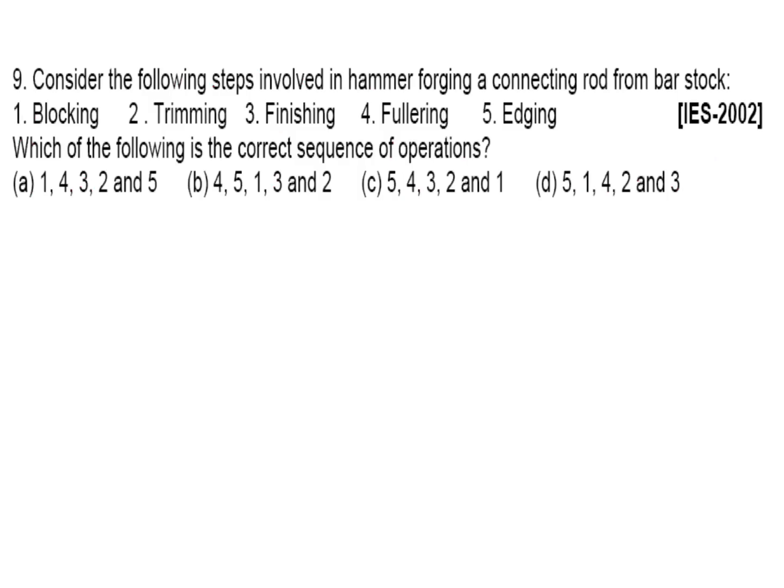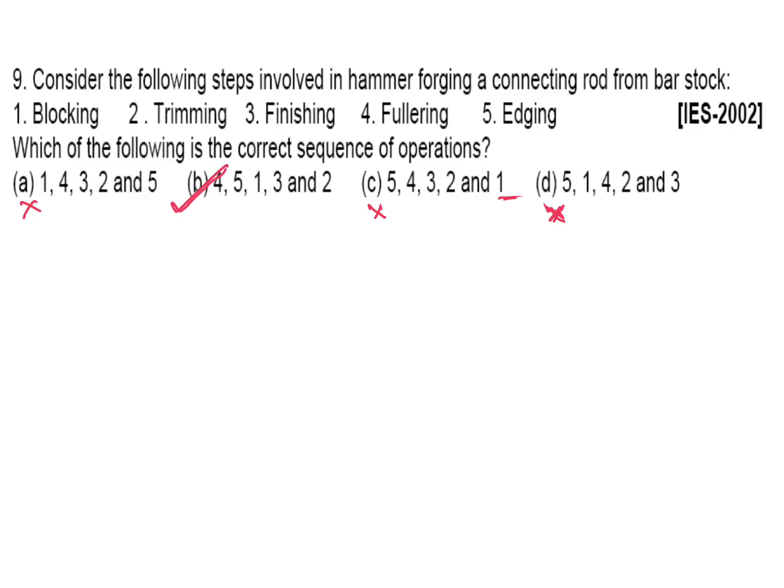Consider the following steps involved in hammer forging a connecting rod from a bar stock. From bar stock to connecting rod. We know the final operation is trimming. So 2 should be at last. Here 5 is, so A will cancel. C, here 1 is available. Blocking is a semi-finishing operation. Last is 3, finishing. No, before trimming we will do finishing. So only B is our answer. We can check this one. Fullering, yes, correct. 4, then 5 is edging. Then blocking, semi-finishing operation, then final finishing 3, then trimming. So B is your correct answer.